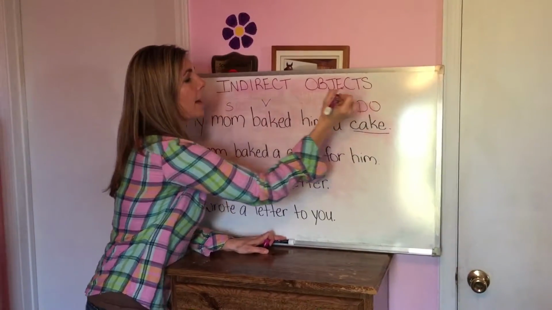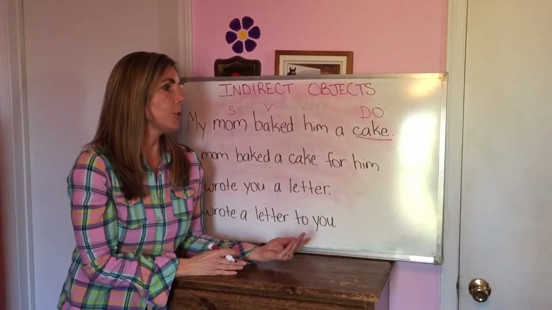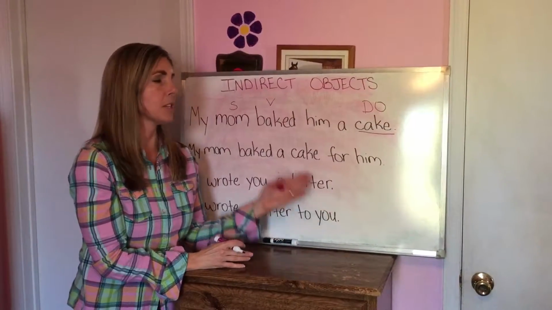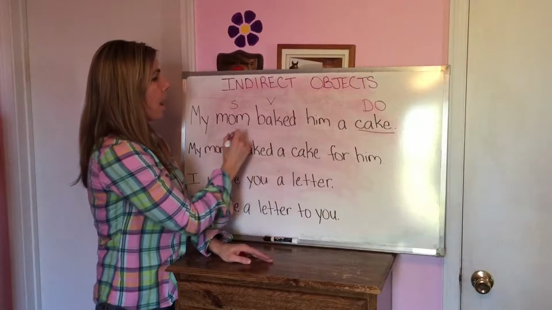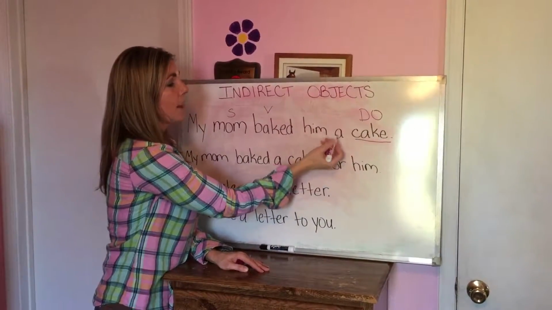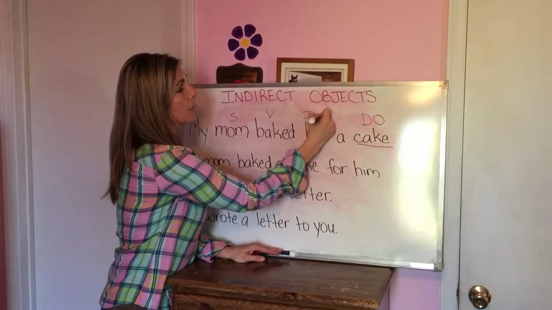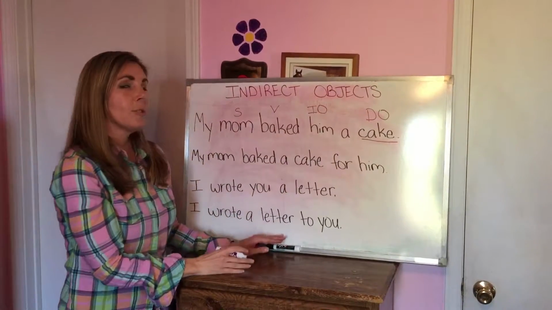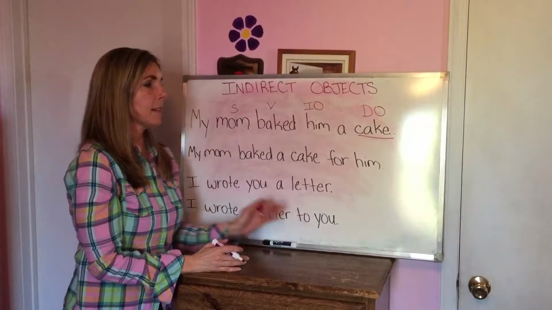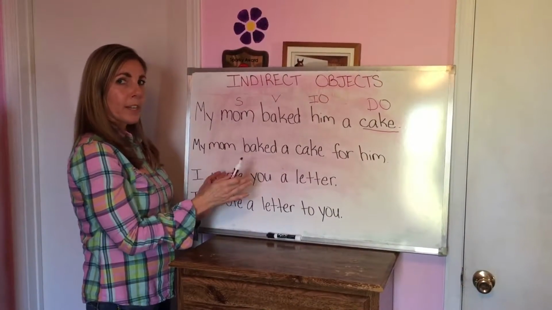Now what we do to find our indirect object is we ask to who or for who after the direct object. So what that means is Mom baked a cake for who? She baked the cake for him. So this is our indirect object. So many students have trouble with indirect objects because it can be really confusing. Let's look at this next sentence. This is the same sentence but worded another way.